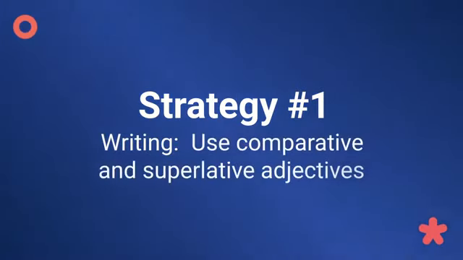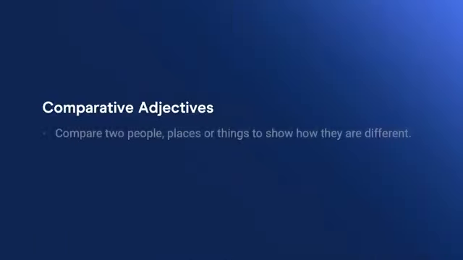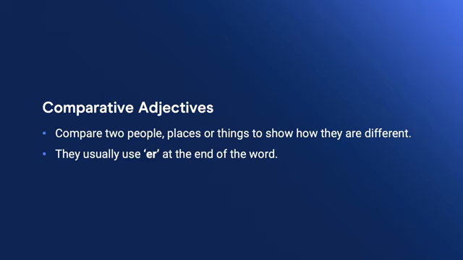Now, this first strategy is for writing. Use comparative and superlative adjectives. You might be asking, what are comparative and superlative adjectives? These are adjectives that are used when we want to compare items. We use them to describe the differences between things. Comparative adjectives compare 2 people, places, or things to show how they are different. These adjectives usually use ER at the end.